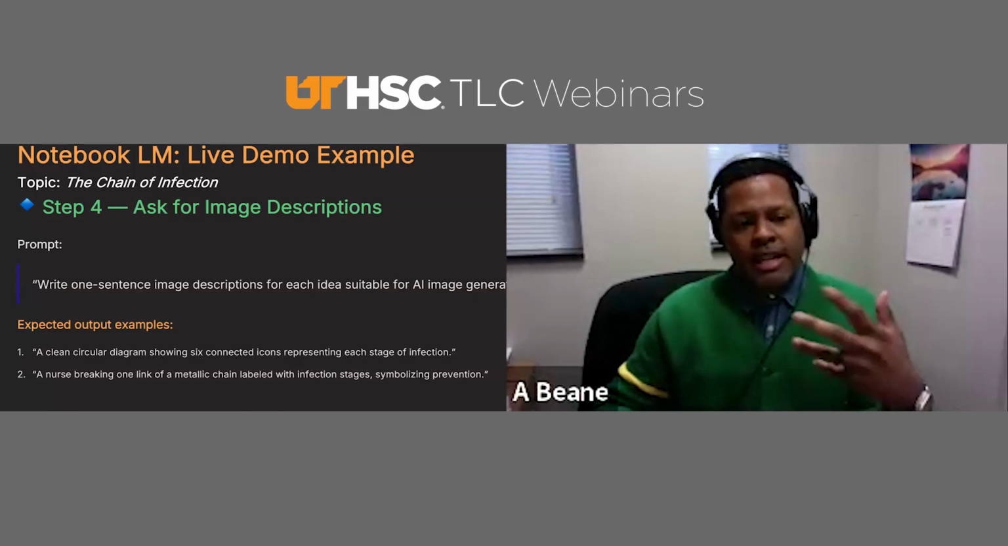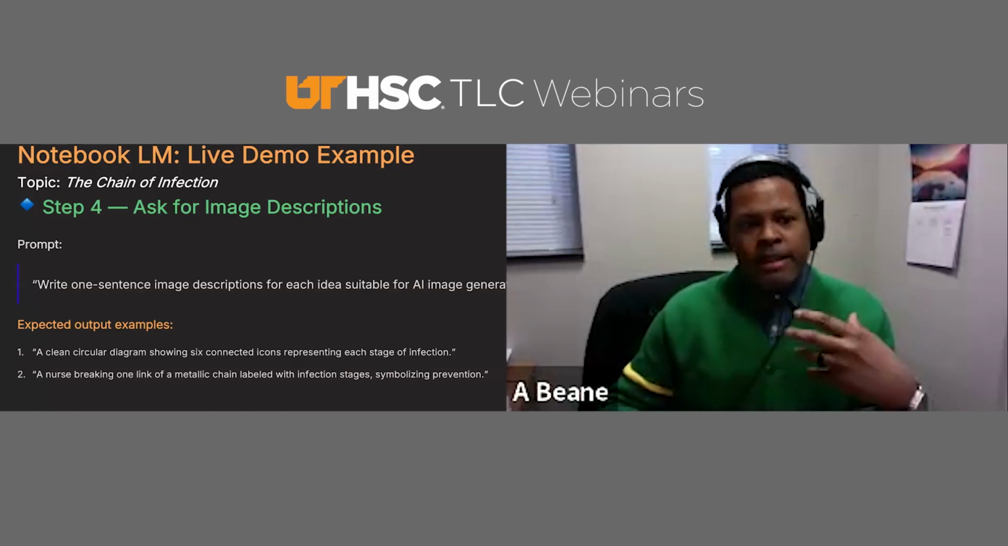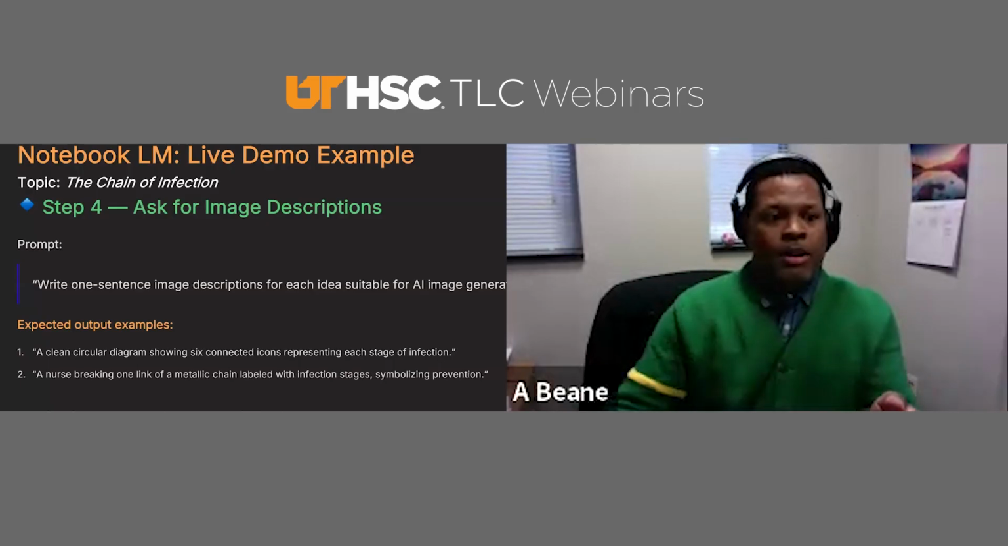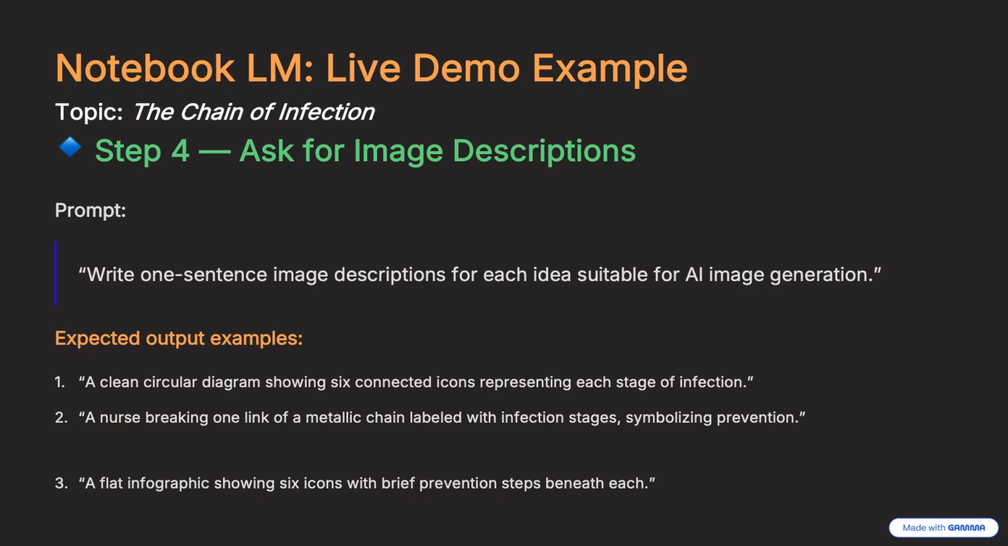So here's the idea, expected outputs and examples that it could give in this scenario. It was like a clean circular diagram showing 6 connected icons, or a nurse breaking one of the link chains labeled with infection stages, etc. So it gives you 3 scenarios there.